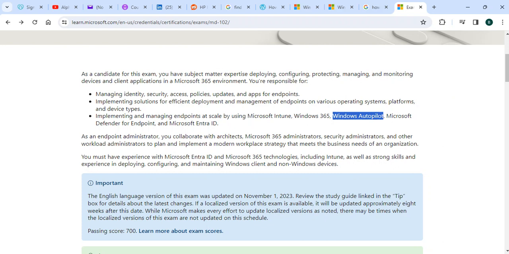So for this, it says here you must have experience with Microsoft Entra ID, which is, as the new name, as you guys know, for Azure Active Directory, and the Microsoft 365 technologies, including Intune, as well as, as I mentioned, strong skills and experience in deploying, configuring, and maintaining Windows clients.